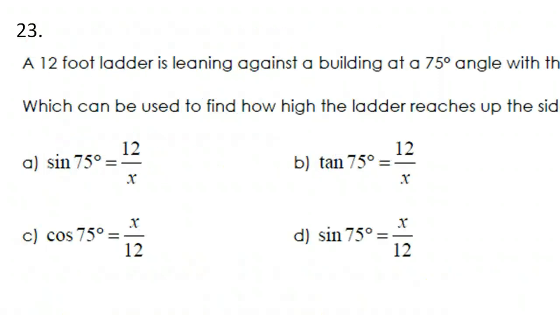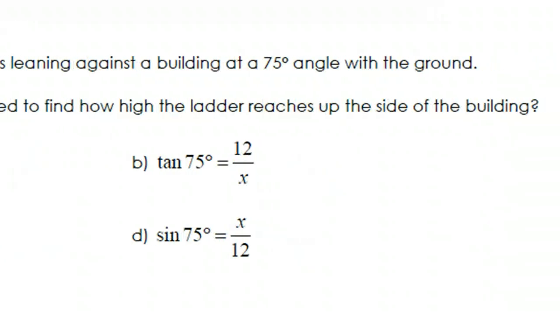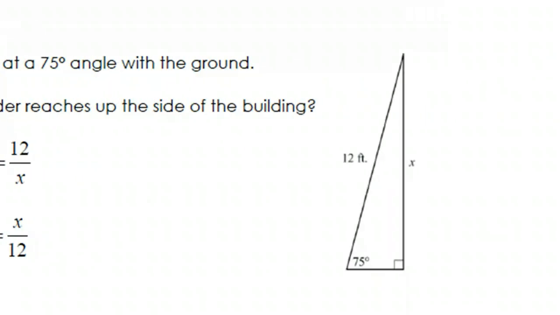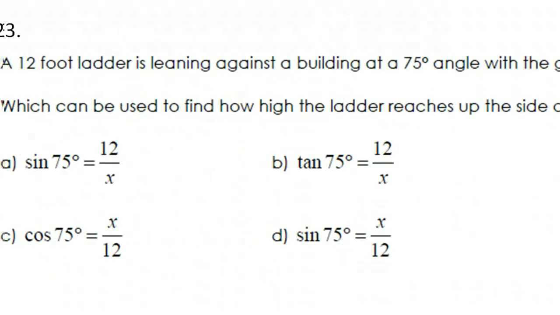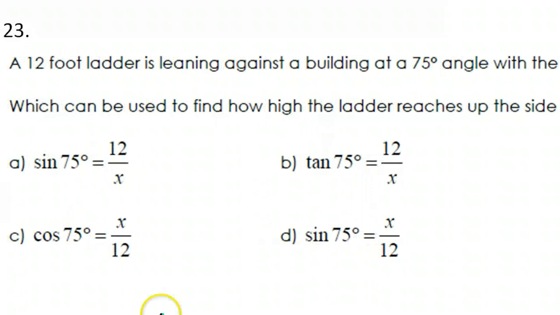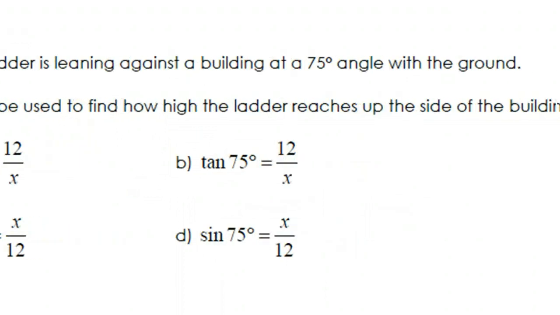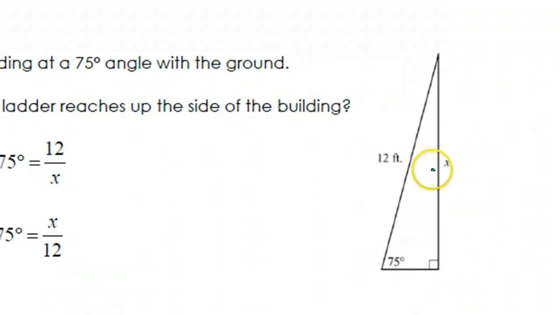Alright, number 23 is clearly a review problem. A 12-foot ladder is leaning against a building at a 75-degree angle with the ground. And they even gave you the picture. So not even really a word problem. Easy peasy lemon squeezy is what I'm trying to say. Which can be used to find how high the ladder reaches up the side of the building? In other words, which can be used to find x here. So let's see.